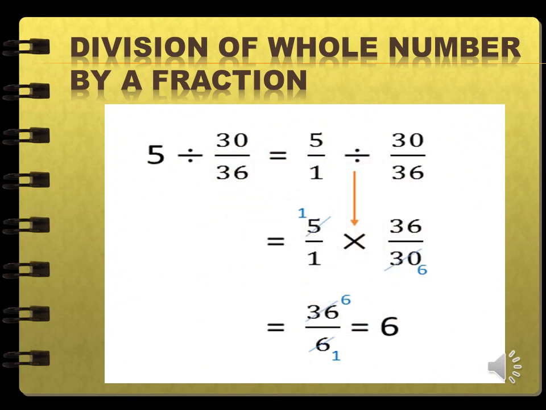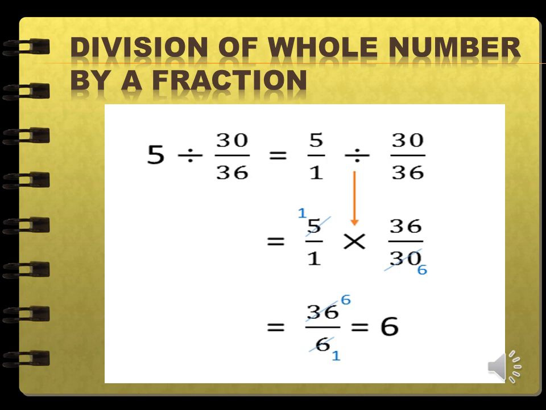Division of a whole number by a fraction. The example given here is 5 as the whole number and the fraction here is 30 upon 36. So in order to convert a whole number into a fractional form, I will mention here 5 as 5 by 1, taking 1 by default as the denominator. When you see a division sign in between, it gets converted into a multiplication sign, and the fraction followed by it gets inversed. That means we write the reciprocal of the given fraction, which will be 36 upon 30.